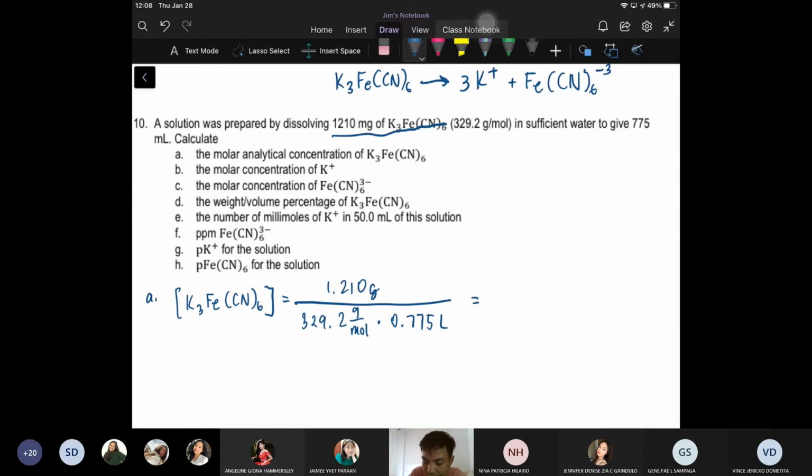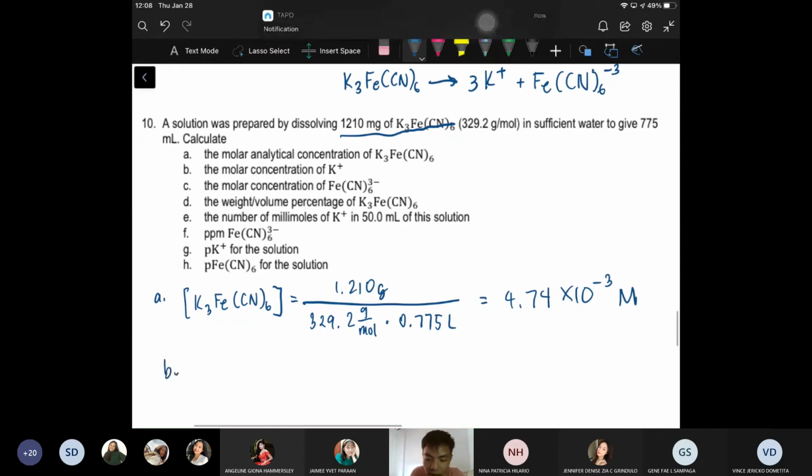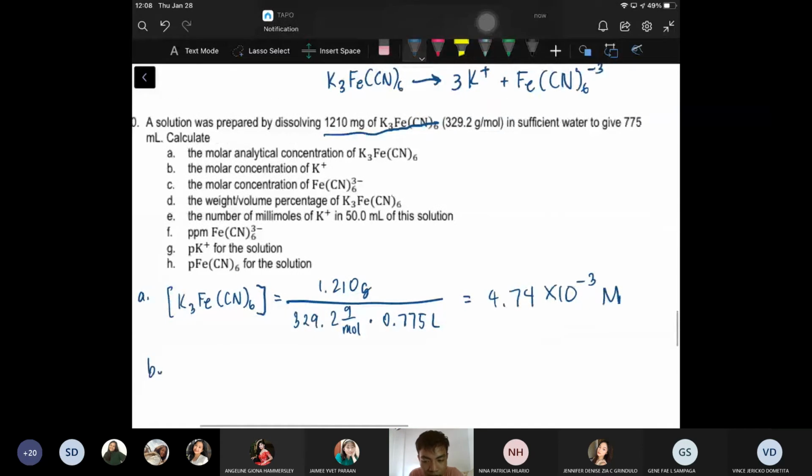So, that will be 4.74 times 10 raised to negative 3 molar. Okay? So, yan yung concentration ng K3Fe(CN)6, no? Letter B. The molar concentration of K+.